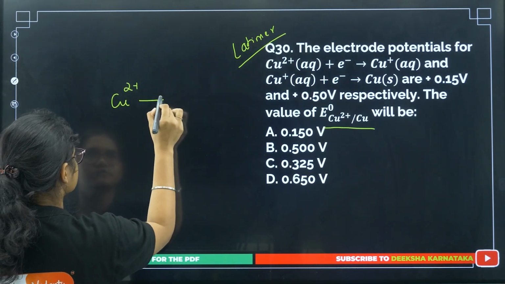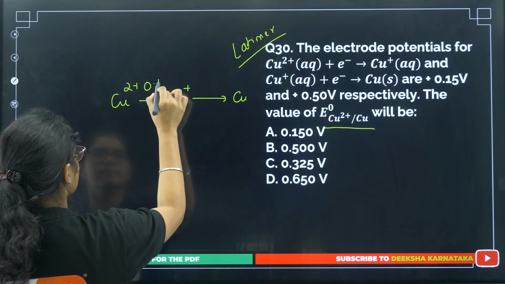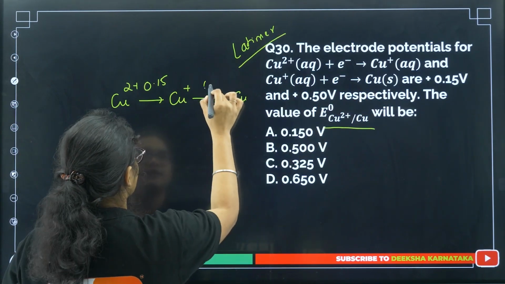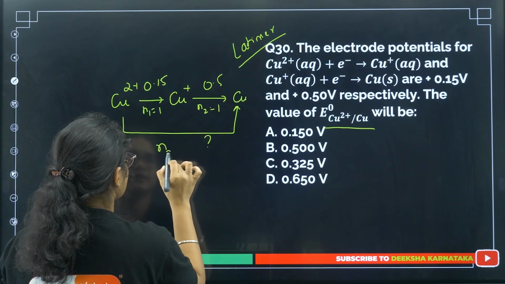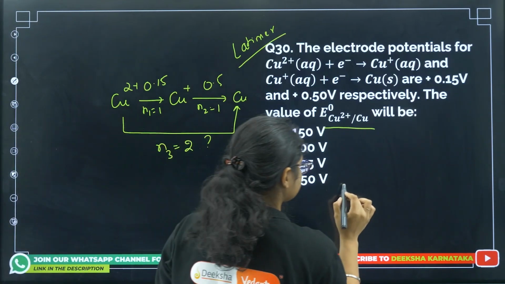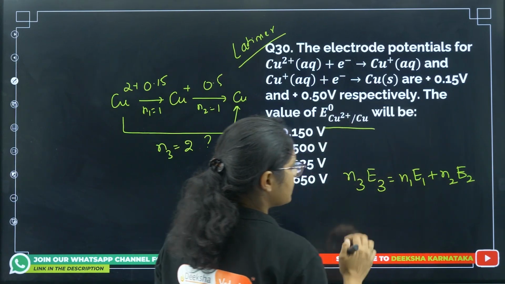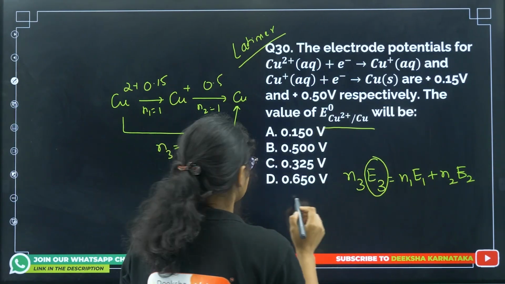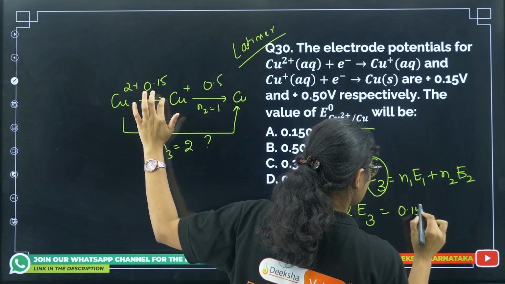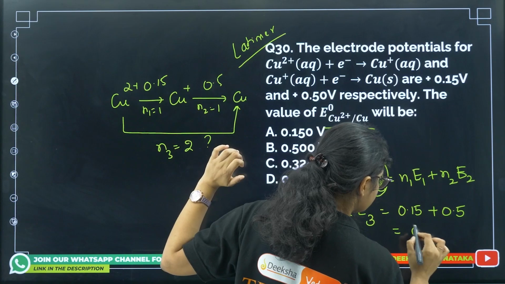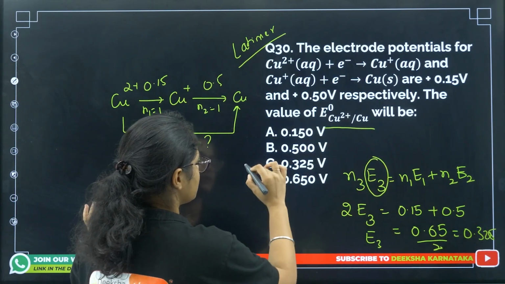Now Cu2 plus, Cu plus is given, Cu. Cu2 plus to Cu plus, this value is 0.15, and then Cu plus to Cu, this value is 0.5. We need to calculate for Cu2 plus to Cu. Here N1 is equal to 1, N2 is equal to 1, N3 is equal to 2. N3E3 is equal to N1E1 plus N2E2. Let us substitute the values. We need to calculate E3. N3 value is 2, E3, N1 is 1, E1 is 0.15 plus 0.5. So it will be 0.65 by 2, E3, that is 0.325. The correct answer for this question will be option number C.